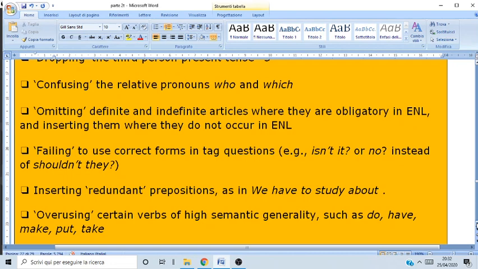Or sometimes it can happen that question tags or tag questions are used in an incorrect form. Sometimes tag questions are replaced with no when English is used as a lingua franca. Okay, this is blue, no. Instead of saying this is blue, isn't it?